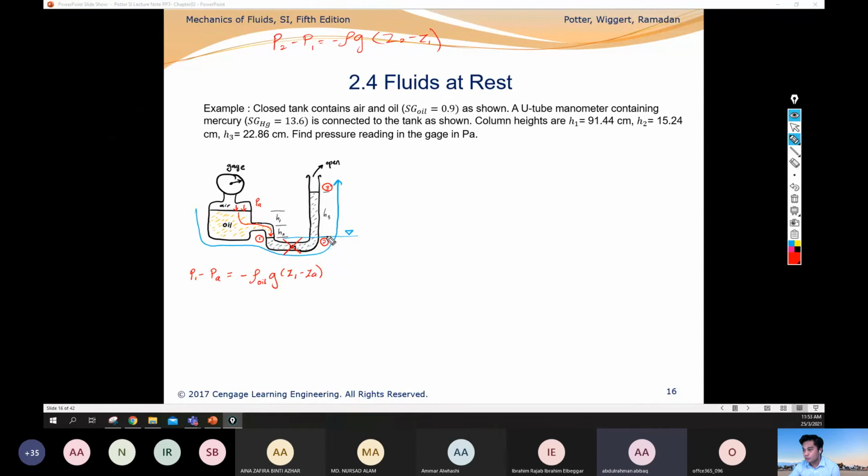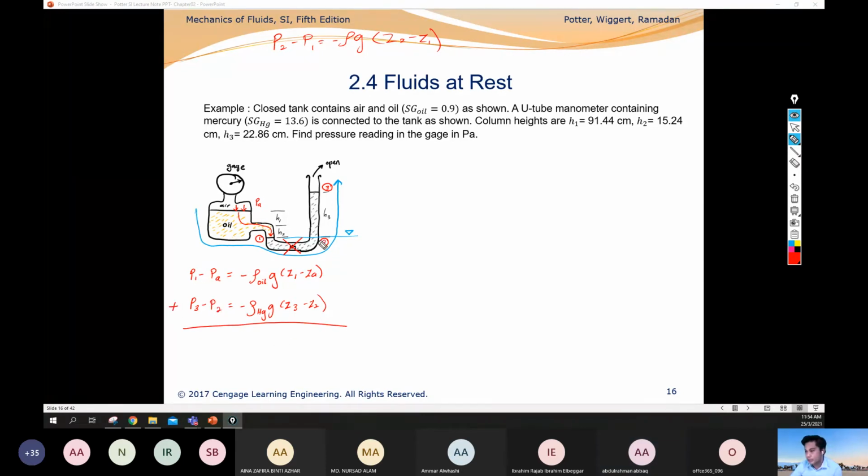Okay, point 2 going to point 3. So P3 minus P2 equals negative rho of what? Rho of mercury, g, Z3 minus Z2. So, and then equate them together.